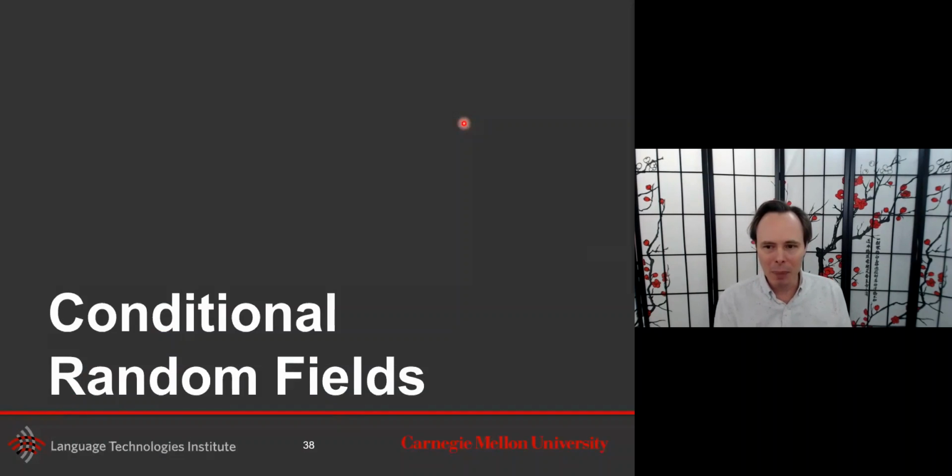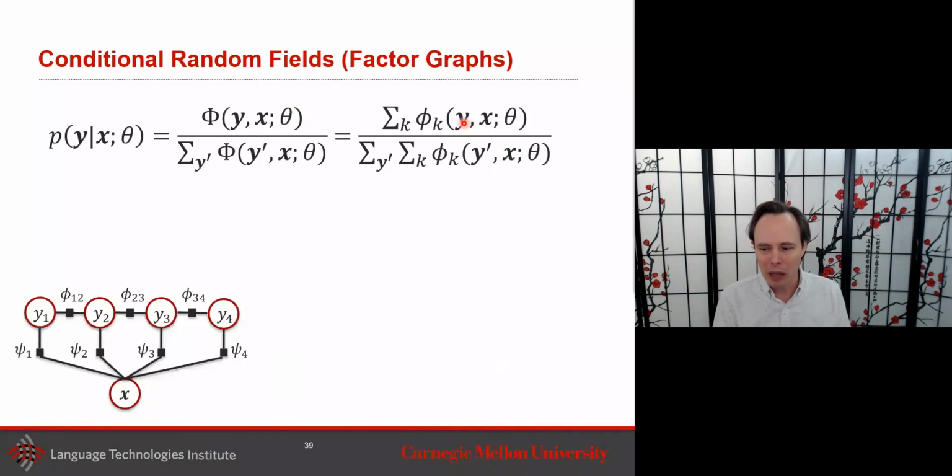But I may want to not model the joint distribution, but I may also want to model the conditional, the discriminative. Maybe I would like to have a discriminative random field. And that's what the conditional random field does. It says, okay, now I'm not going to model P of y and x. I'm going to model P of y given x. And so that's the main difference of the conditional random field.